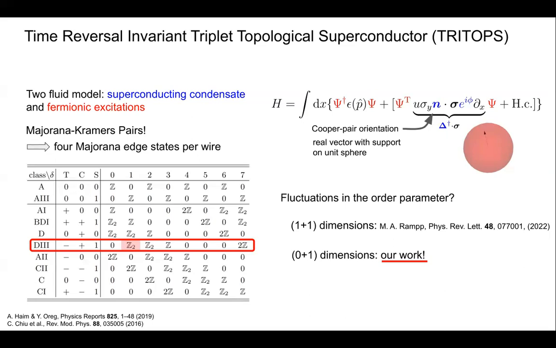Just for clarification, n is the d vector of the bulk. Poorly named, yes, but you're right. n is a d vector. So this is like an A phase with a unidirectional d vector.